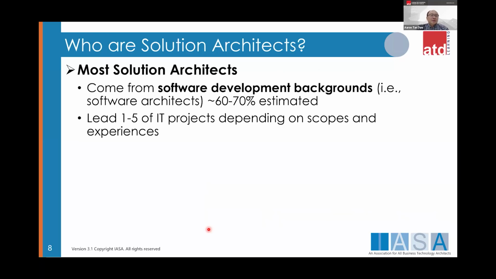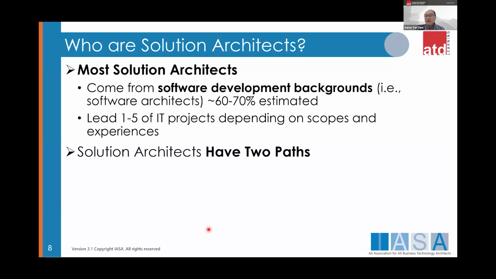So who are solution architects? I think most of them come from this background: 60 to 70 percent based on the ISA research are coming from a software development background, because it's the nearest to the solution. Typically, those doing network, server, and so on will stay in the infrastructure domain. But two-thirds of solution architects come from software development. Typically they have led one to five IT projects, depending on scope and experience. These are the typical solution architects, the majority.